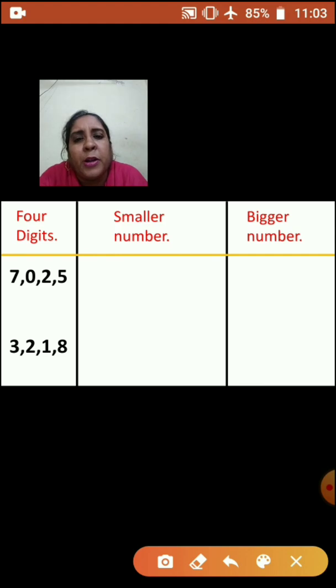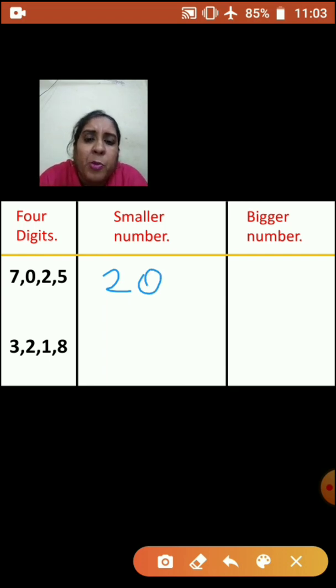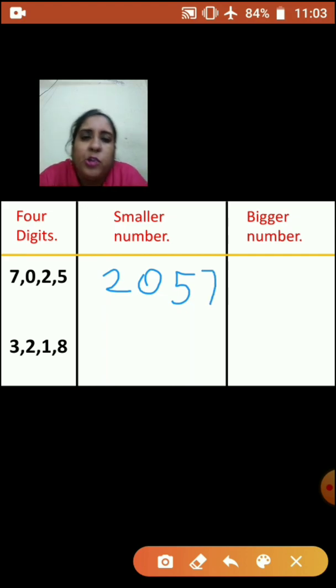So which is the smaller number here? Yes, first I will take 2. I will not take 0. I will take 2. 0 you can put in the second place, that is after 2. Then which number is smaller? 5 or 7? 5. Then 7 will come. So in this way you have made the smaller number, that is 2,057.